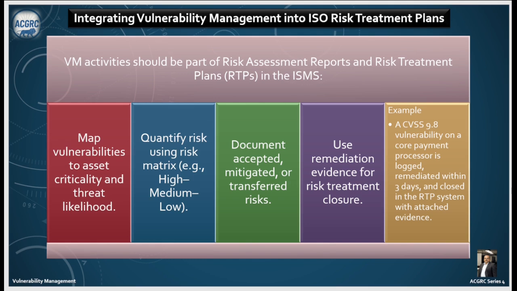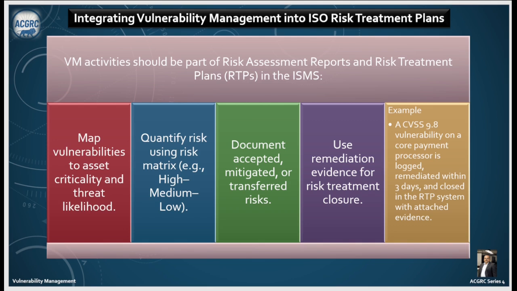So, how do you integrate VM into the risk treatment process? A step-by-step guide. Well, first, identify the risk. Second, assess the risk level. Third, decide on a treatment option. Fourth, create an action plan. Fifth, track and review. In simple language, it means run your vulnerability scans, audits, and config reviews, and spot the weaknesses. Use CVSS, business impact, and exploitability to prioritize whether it is high, medium, or low.